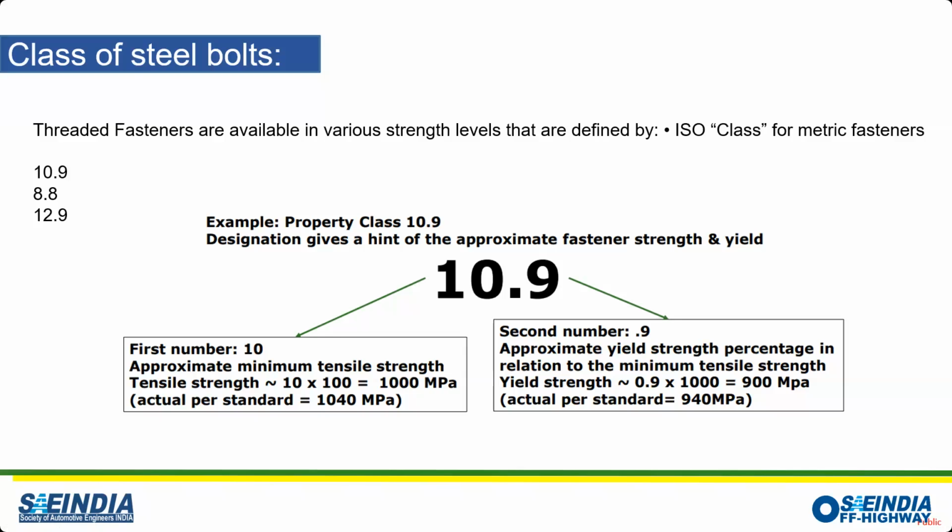So what these numbers dictate is, like, 10.9 means it's a 1000 MPa tensile strength bolt, to be precise 1040 MPa, and the 0.9 factor dictates the yield strength of that bolt. So if you multiply 1000 by 0.9, you will get 900 MPa. That value is the yield strength of that specific bolt. So this is how you will understand what type of bolt it is, what grade it is. Higher the grade is, the stronger the bolt is.